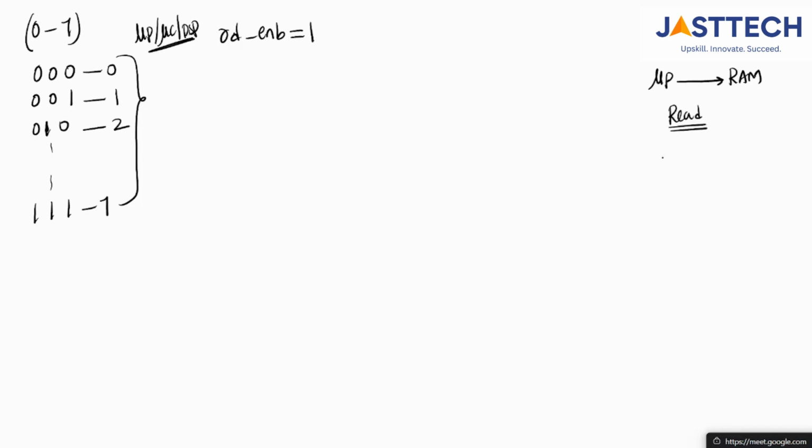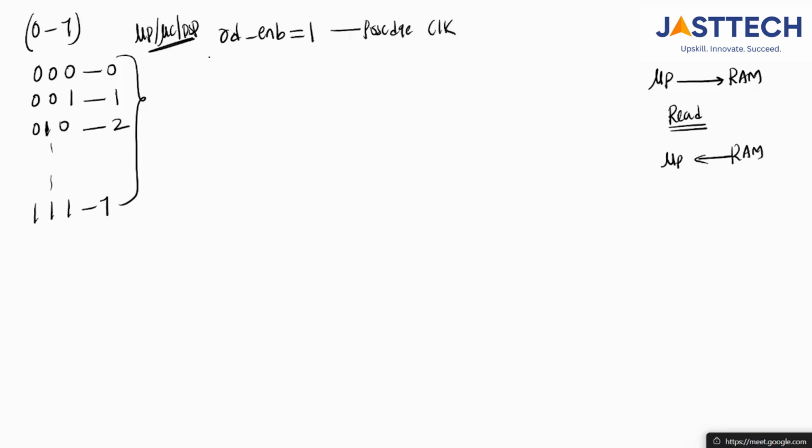What is a read operation? Read operation is nothing but there is some data in the RAM, and the data should be read by the microprocessor. For the read operation, you need to make read enable equal to 1 during the passage of clock.